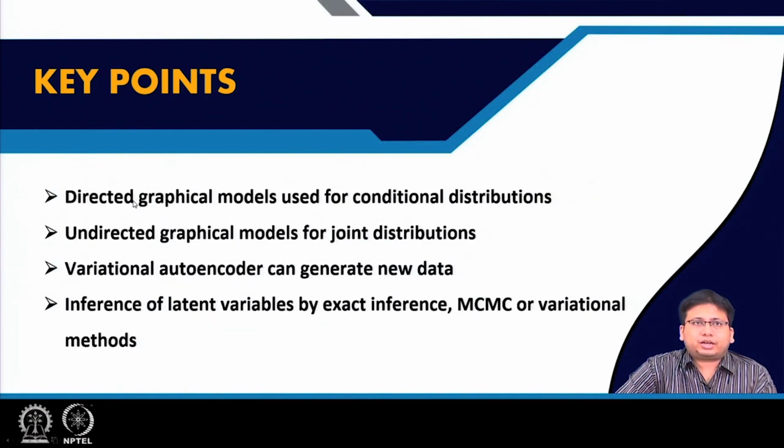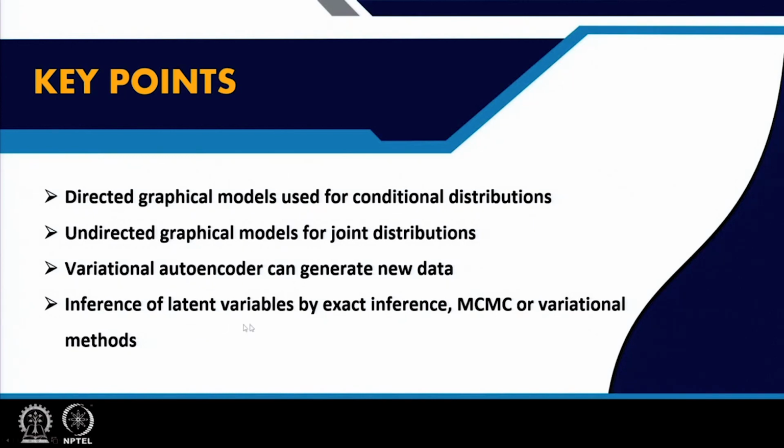So, here is a set of references where these probabilistic models are used for problems in art and science. The key points to be taken home are that first of all, directed graphical models are used for conditional distributions, and undirected graphical models are used to represent joint distributions, and variational autoencoder is a probabilistic model that may be used to generate new data having the same statistical properties as your data set. And when you have to do inference of latent variables, you can do it by exact inference, Markov sampling based MCMC, or optimization based variational methods.